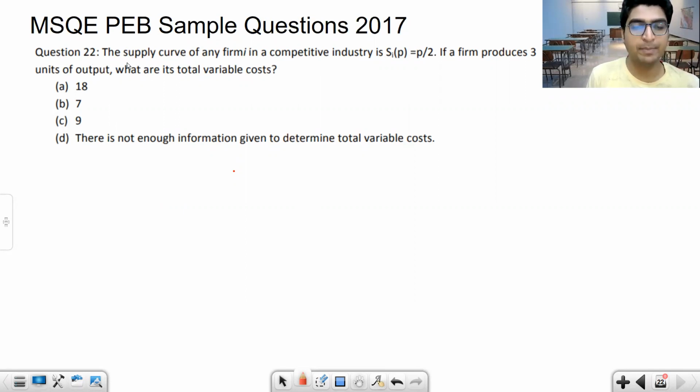The question is that the supply curve of any firm in a competitive industry is S equal to P by 2. If a firm produces 3 units of output, what are its total variable costs?